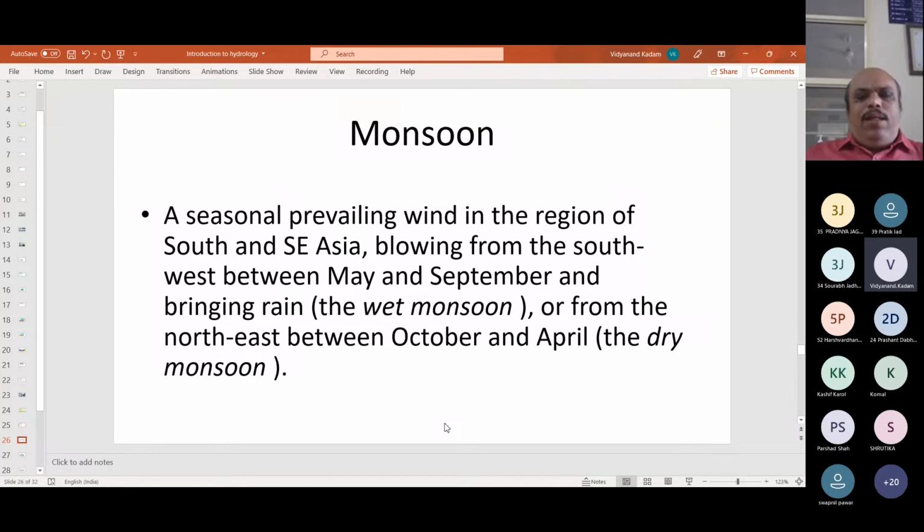So it is said that the monsoon reaches the Indian coastal area on some specific date. Do you know that date when monsoon reaches India? June to September. June to September.